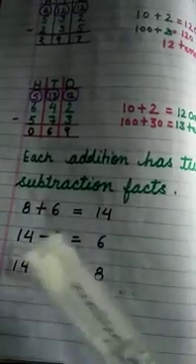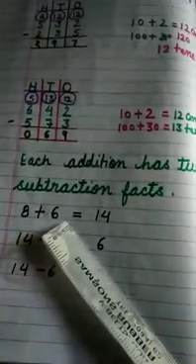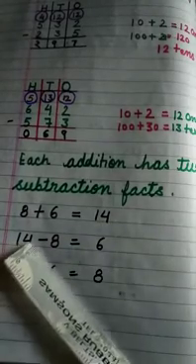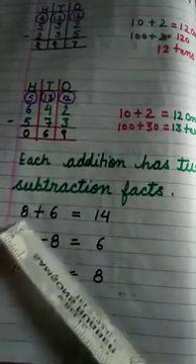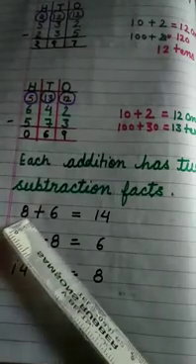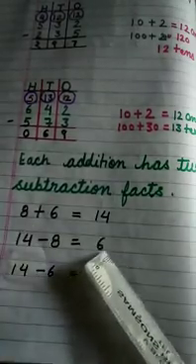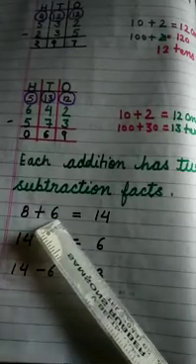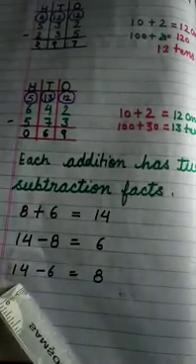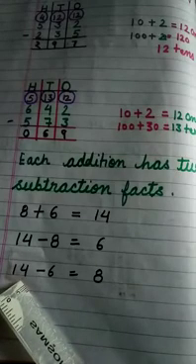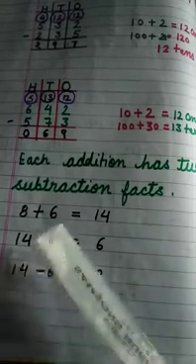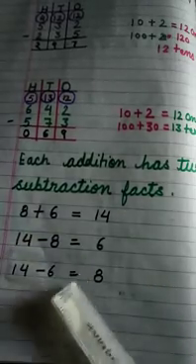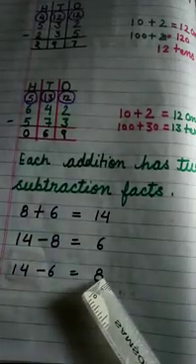Now we can say each addition has 2 subtraction facts. Like 8 plus 6 equals 14, and 14 minus 8, this one number we subtract and we get here the other number. The next subtraction fact is 14 minus 6 and we get 8 here.